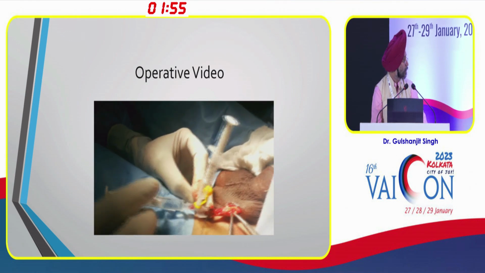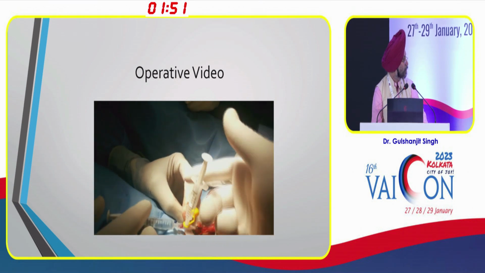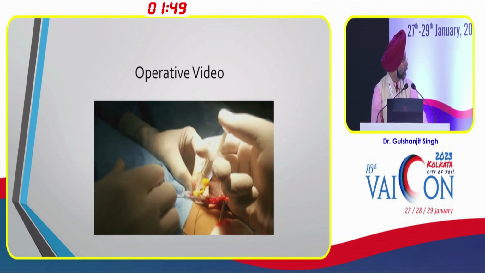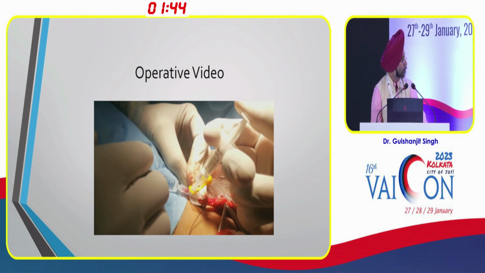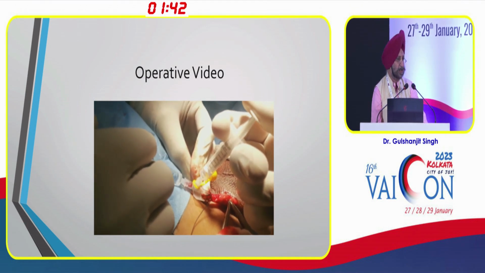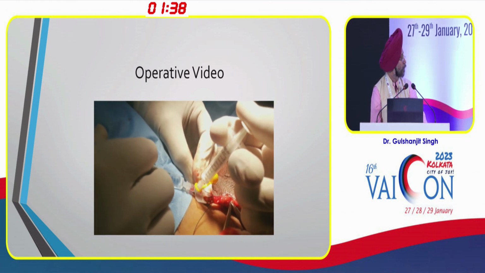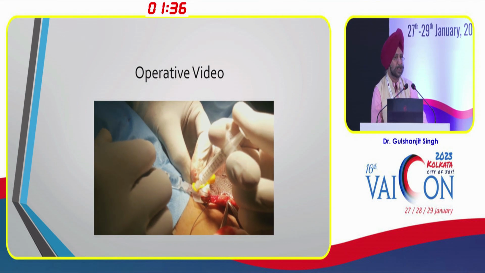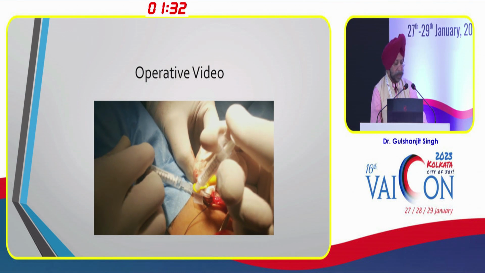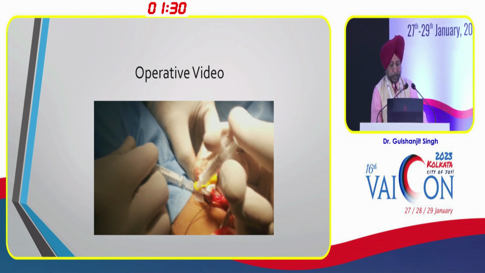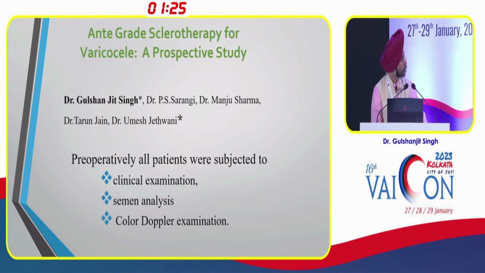And now we have attached the three-way stopcock and we are pushing air, and after pushing 1 ml of the air, we start injecting the sclerosant, about 4 to 5 ml, and then we ask the patient to perform the Valsalva maneuver. And we close the wound.